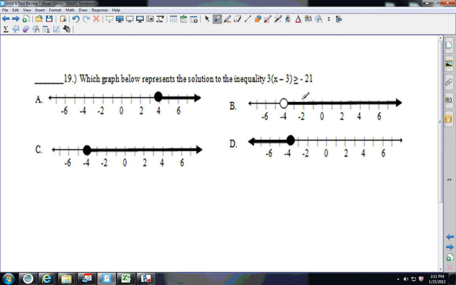One of the things we can look at before we ever start is this idea right here of greater than or equal to. If it's equal to, it's got to have a solid dot, a closed-in dot, so B is not going to be an answer. But we are going to have to solve to be able to figure this out.